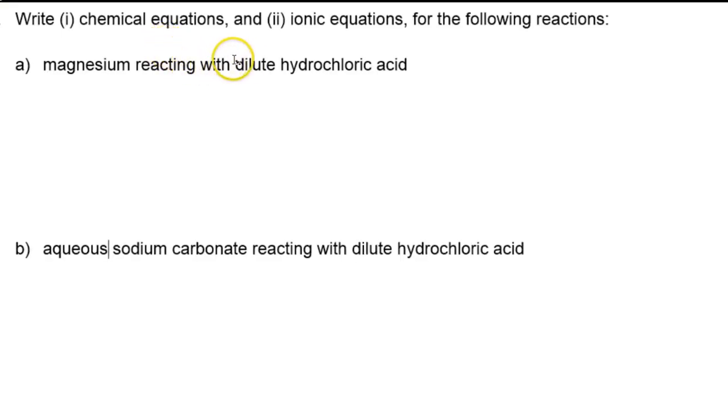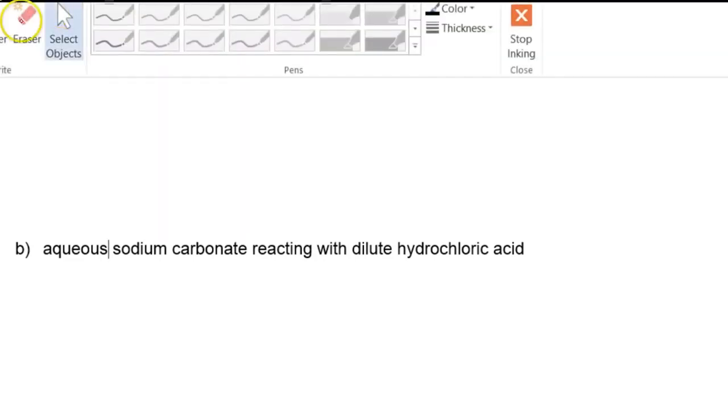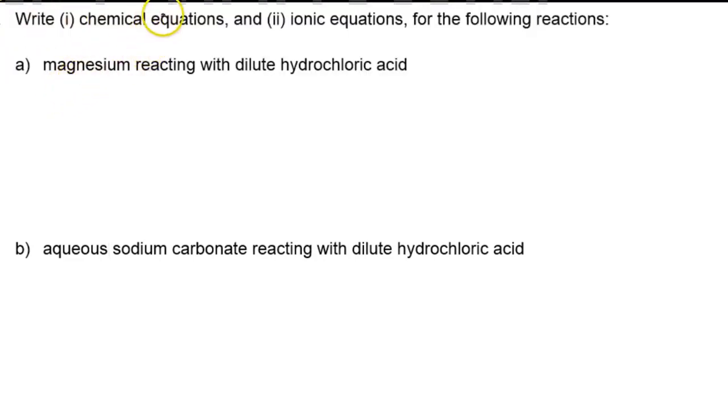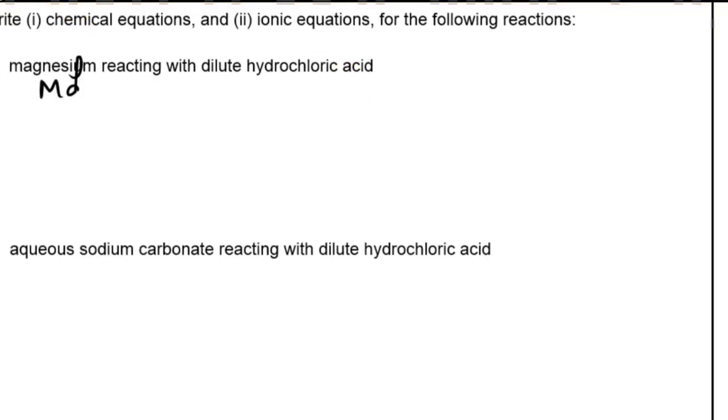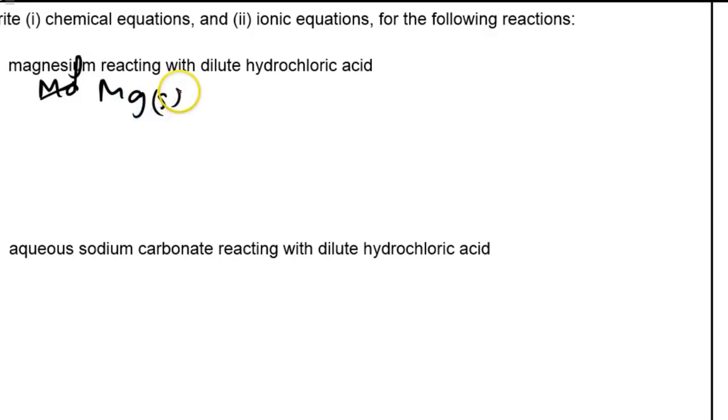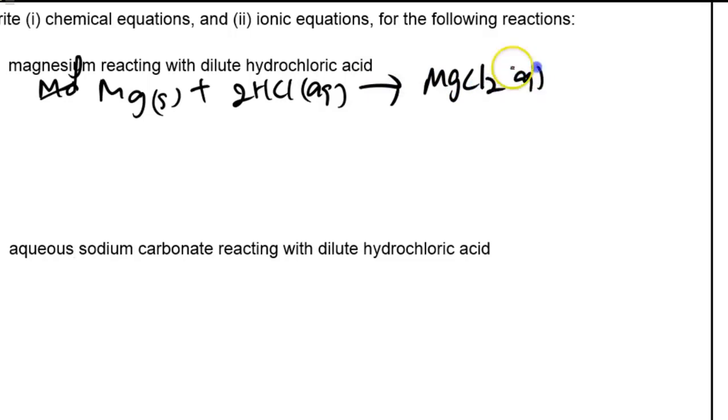The first one is magnesium with dilute hydrochloric acid. Okay, so step 1, we write the chemical equation out first. So we know it is Mg. Give me a moment. So we have Mg solid plus HCl equals MgCl2 plus H2 gas.